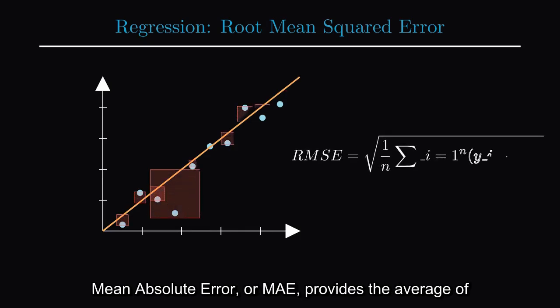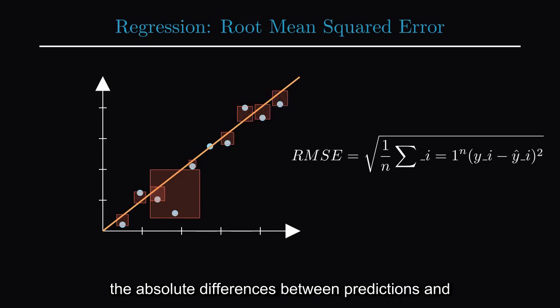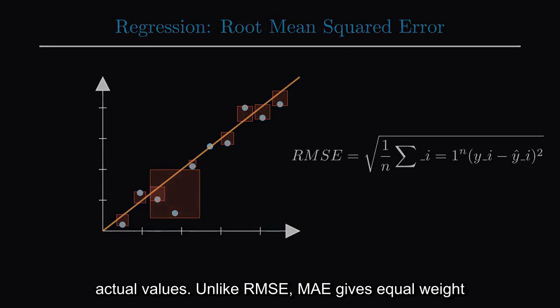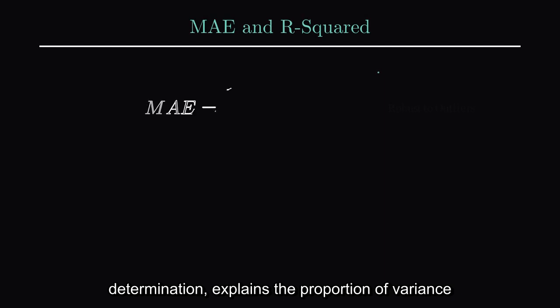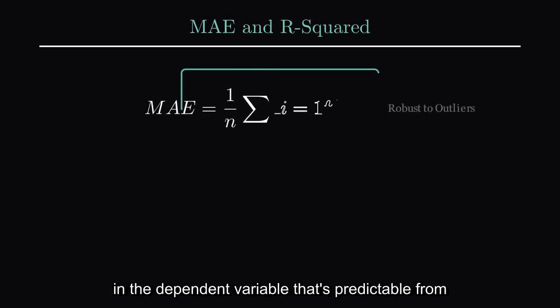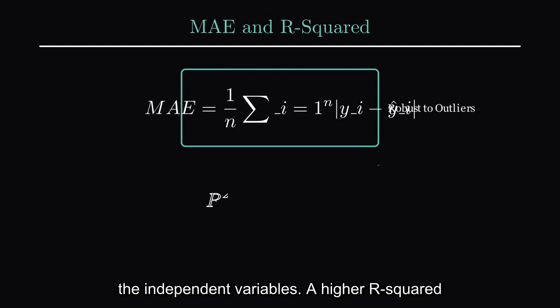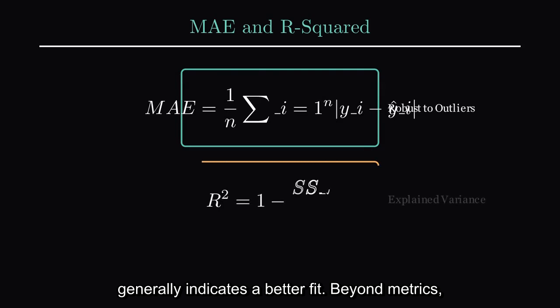The mean absolute error, or MAE, provides the average of the absolute differences between predictions and actual values. Unlike RMSE, MAE gives equal weight to all errors, so it's less sensitive to outliers. Finally, R-squared, or the coefficient of determination, explains the proportion of variance in the dependent variable that's predictable from the independent variables. A higher R-squared generally indicates a better fit.